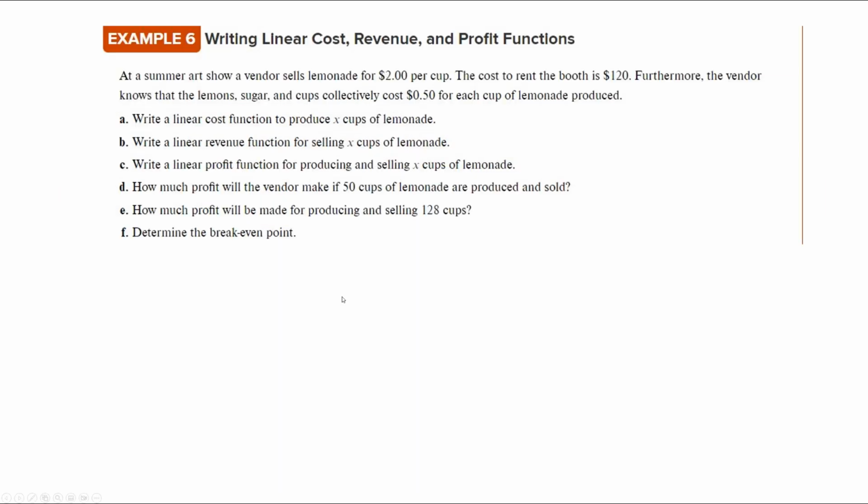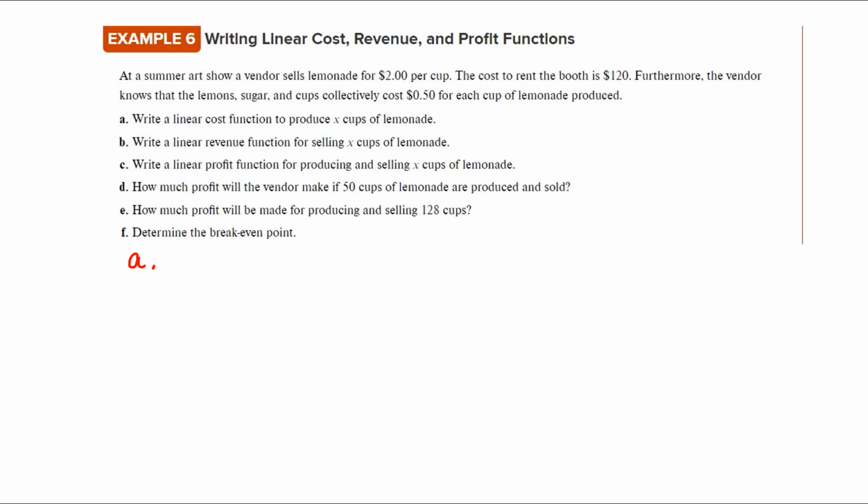Might make more sense. All right, so at a summer art show, a vendor sells lemonade for $2 a cup. The cost to rent the booth is $120. Furthermore, the vendor knows that the lemons, sugar, and cups collectively cost 50 cents for each cup of lemonade produced. So first of all, part A, we're going to write the cost function. This will be a function just about how much I'm going to have to pay to sell this lemonade. What is it going to cost me?